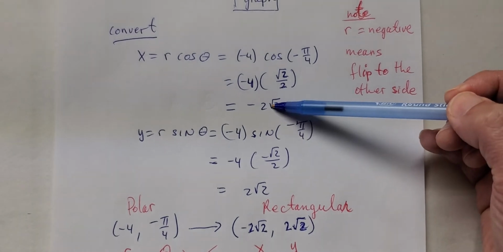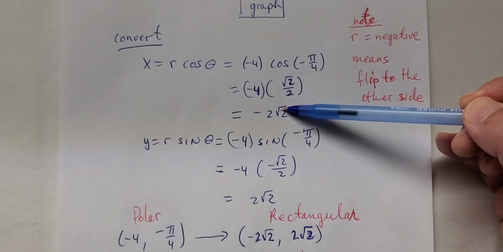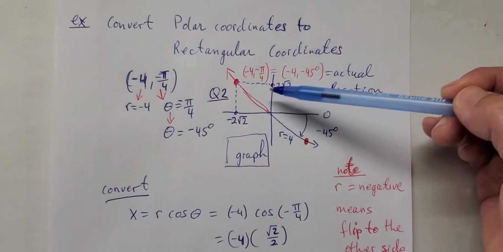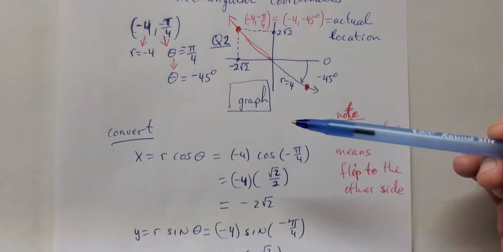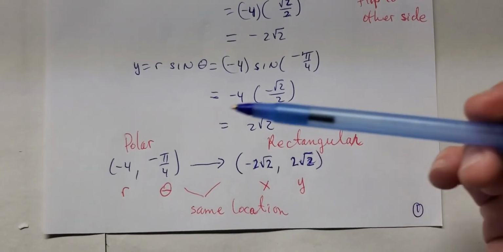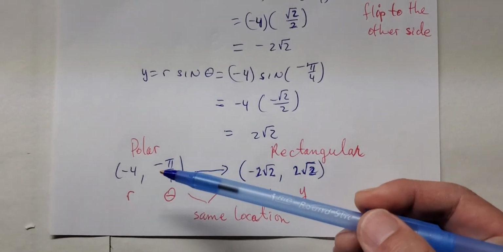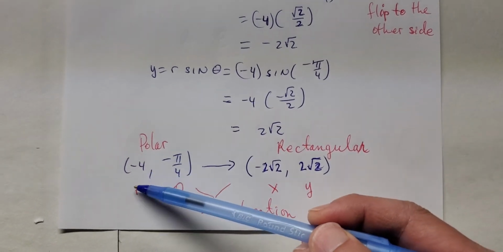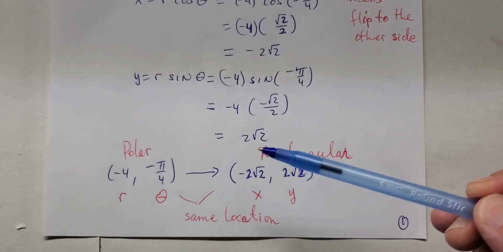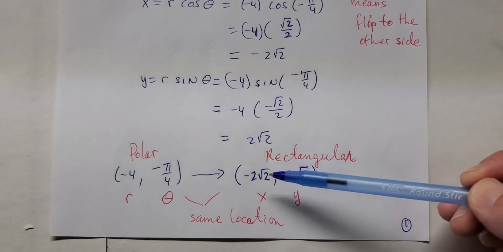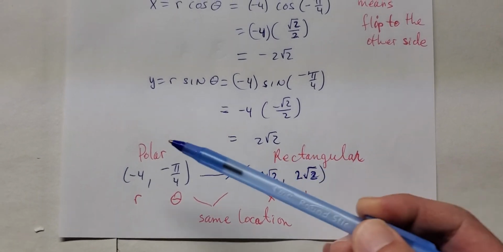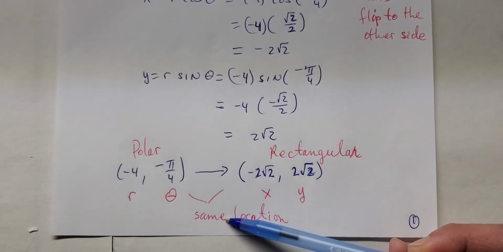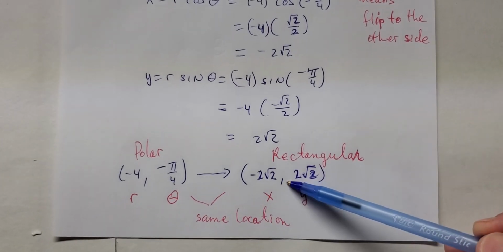So here's my x, here's my y. That's where I got this from. Okay, so let's rewrite this. Here's my polar coordinate or point. This was given to me, r, theta. I want to change it to rectangular, so x, y. Polar and rectangular are the same location. It's just written in a different format.